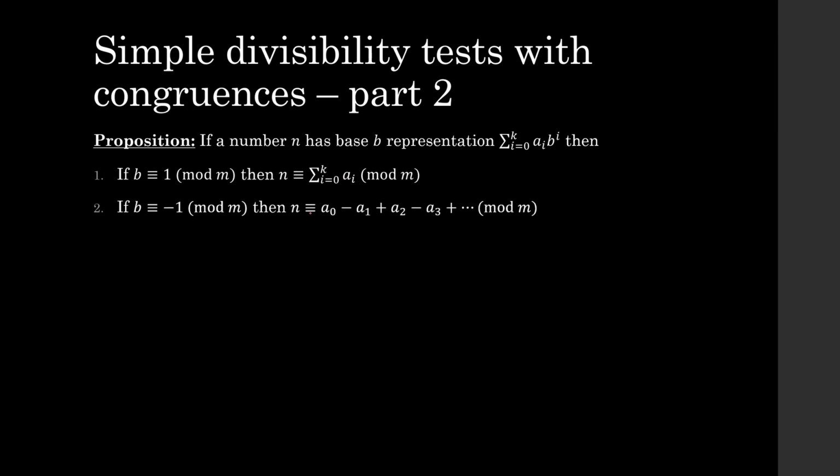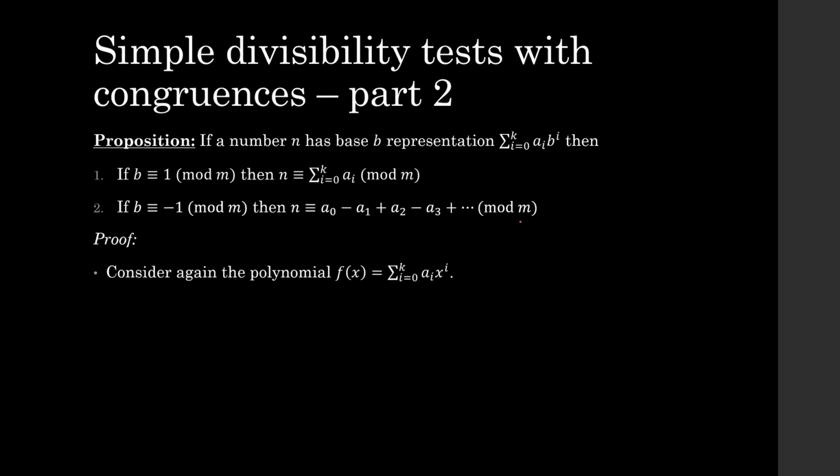Okay, so if the number n has base b representation again, then if b is congruent to 1 mod m, then n is congruent to the sum of its digits in that base b representation, mod m. And if b is congruent to minus 1 mod m, then n is congruent to the alternating sum of its digits, mod m. So let's look at the proof for that.